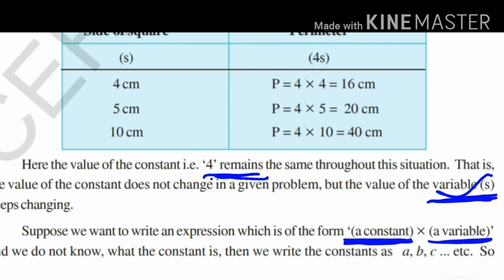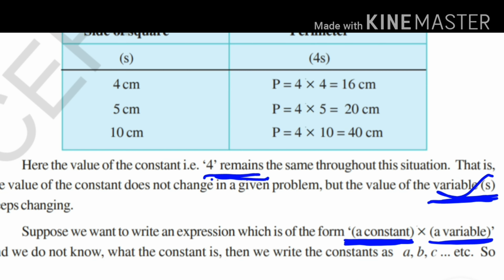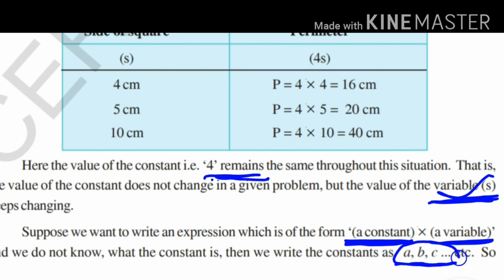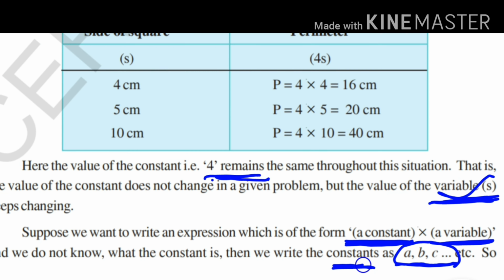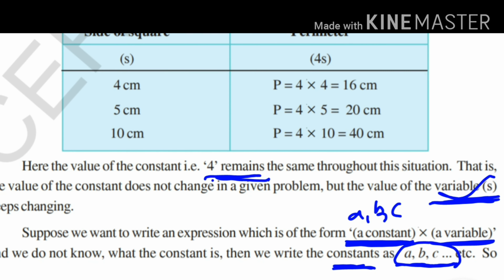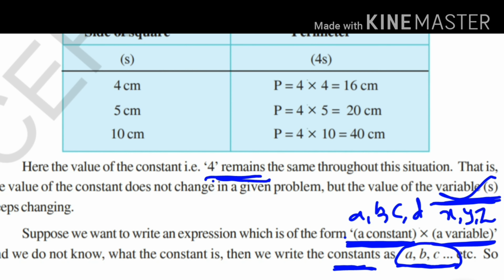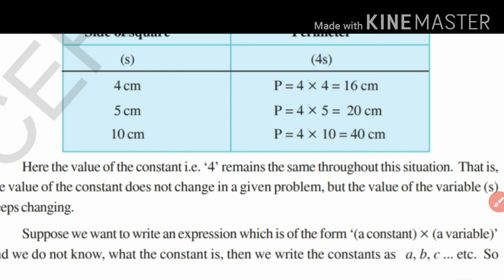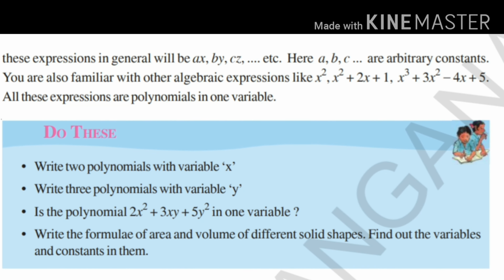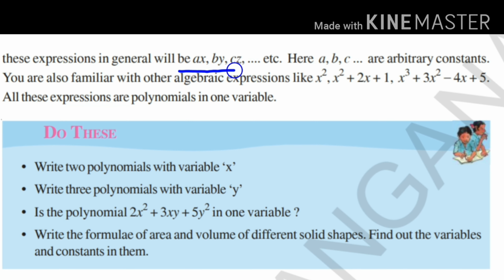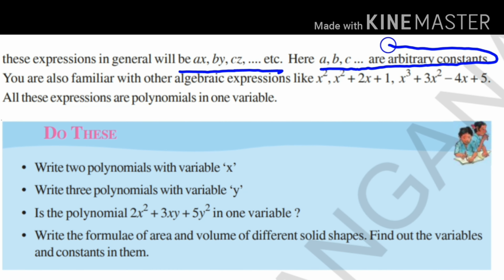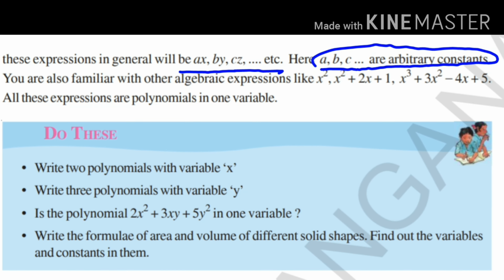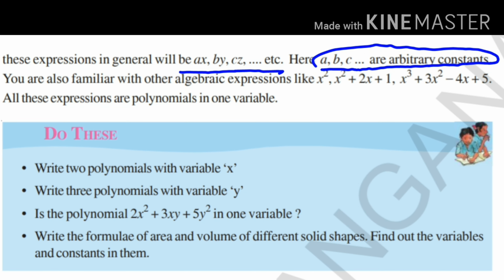So in that situation, we generally use a, b, c, d. These letters are used to indicate constants, and for variables we use x, y, z. For example, like that we get ax, by, cz, etc. Here a, b, c are arbitrary constants. They are constants only, but what the constant is, we don't know. That may be 2, 3, 4 like that. But x, y, z are variables.